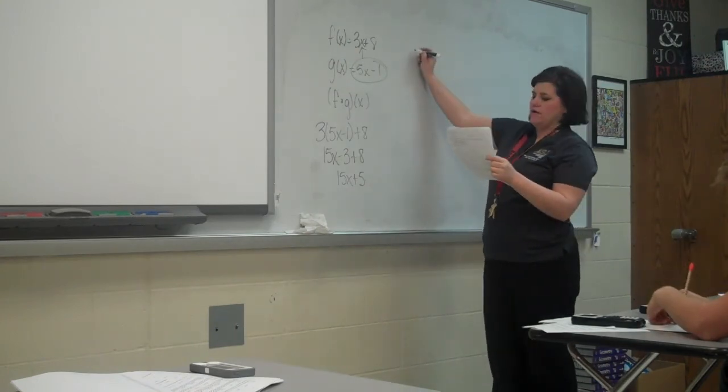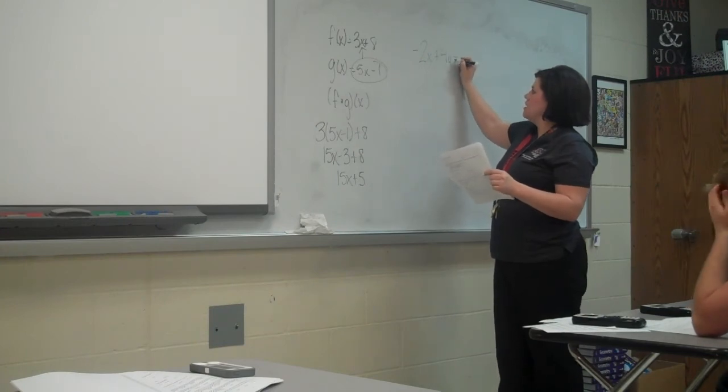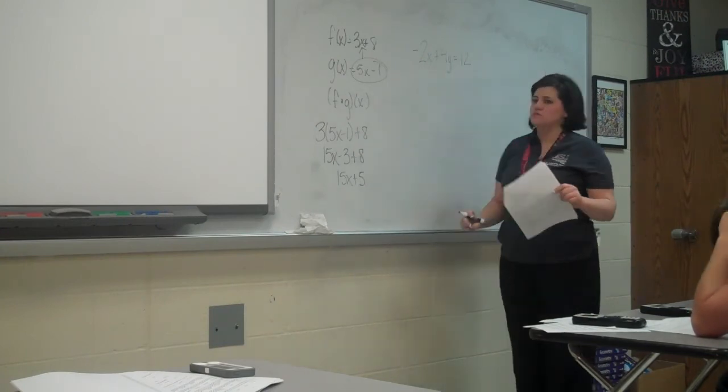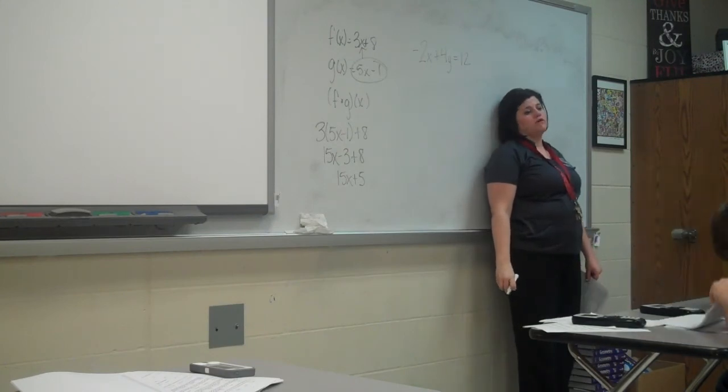Alright, 29. If your equation is negative 2x plus 4y is equal to 12, they want to know what's the slope and what's the y-intercept. So all you got to do is solve for y. How do I solve for y, Chandler?